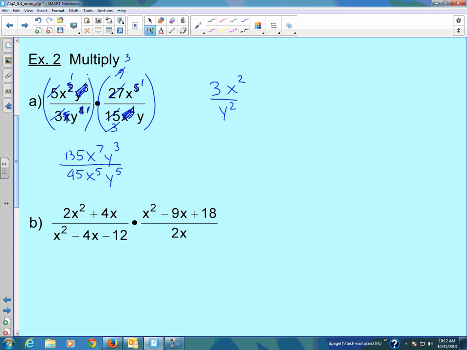So now we apply our properties of exponents. 135 divided by 45 becomes the 3. The x to the fifth and the x to the seventh becomes x squared in the top. And y to the third over y to the fifth becomes y squared in the denominator, and we get that. So it might be better, just to save yourself from some silly mistakes, to multiply numerators together as one big chunk. Do the same thing for the denominators, and then simplify from there.